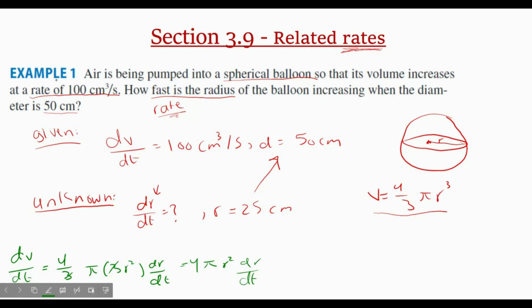Now since we want dr over dt, which is the rate of how fast the radius of the balloon is increasing, we have to solve for it. To take this to the other side, we divide both sides by 4 pi r squared, which means dV over dt will stay on that side, and here we multiply by 1 over 4 pi r squared. Let's write things down using the numbers that we have.